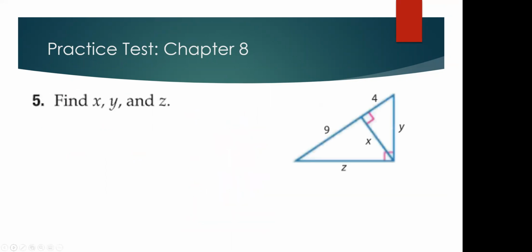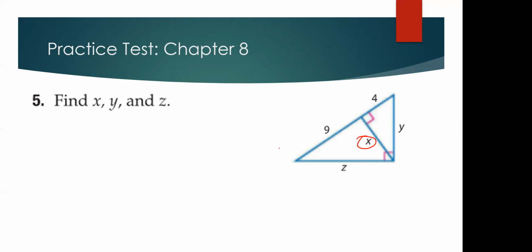All right, let's look at the next problem. This one says to find x, y, and z. Here's x, here's y, here's z. First let's look at x. This is a right triangle and you have a line here that makes a 90-degree angle; that's called the altitude. This triangle is proportional to this triangle, and both of those triangles are proportional to this larger triangle.